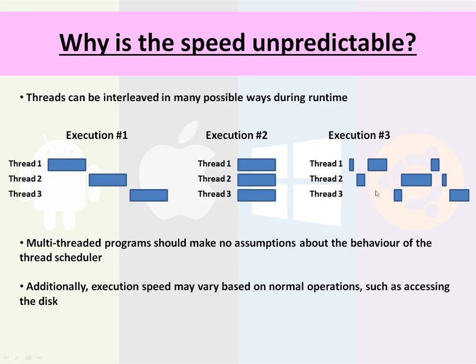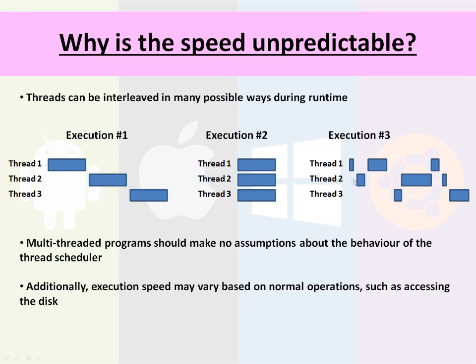So here you can see these are all potentially viable executions of, say, these 3 hypothetical threads. And there's no way in which we could have predicted when one was going to start, when one was going to finish, or how long a particular thread was going to run for. None of that information could have been predicted. So with that being said, multi-threaded programs should make no assumptions about the behavior of the thread scheduler. And additionally, execution speed may vary based on normal operations such as accessing disk.